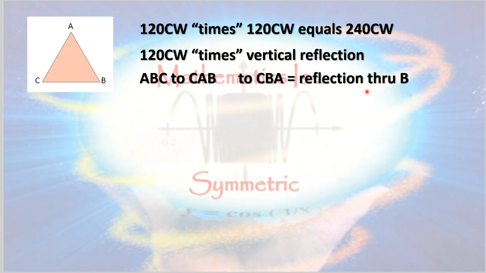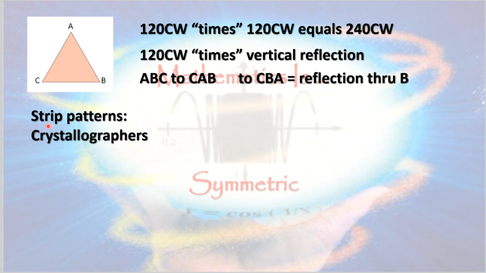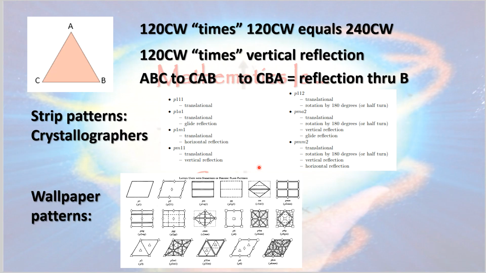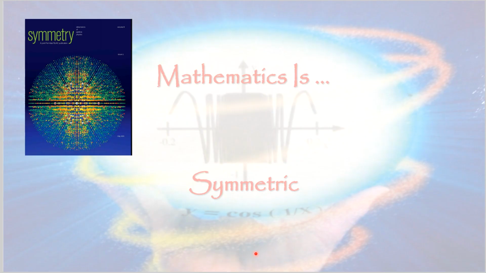Is it useful? Well, the study of symmetries is used to classify one-dimensional and two-dimensional patterns, called strip patterns and wallpaper patterns respectively. The strip patterns, of which there are 7, use crystallographer's notation to classify the symmetries. These and the 17 wallpaper symmetries are used to classify types of pottery. Cultures tend to specialize in specific patterns, and classify crystals, among many other uses. Group theory is fundamental to much of modern physics. Symmetry magazine is an online journal about particle physics.